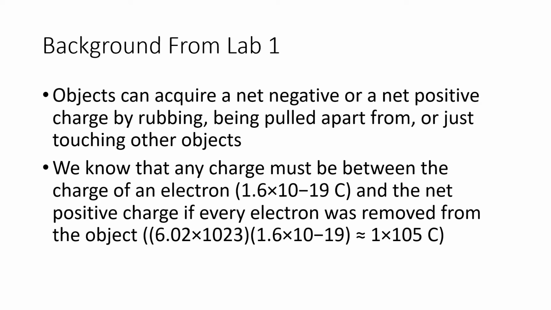The background for this lab is similar to the background from Lab 1. We know that objects can acquire a net negative or net positive charge just by rubbing them together, pulling them apart, or just touching other objects. We also know that any charge must be between the charge of an electron, 1.6 times 10 to the negative 19 coulombs, and the net charge if every electron was removed from that object.